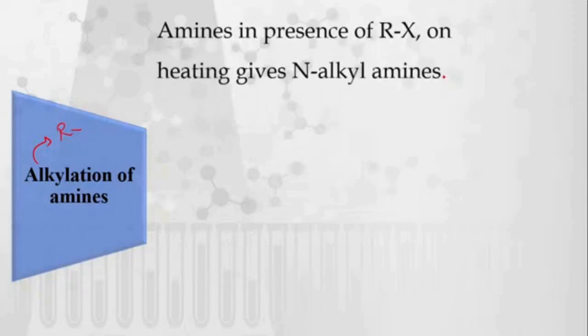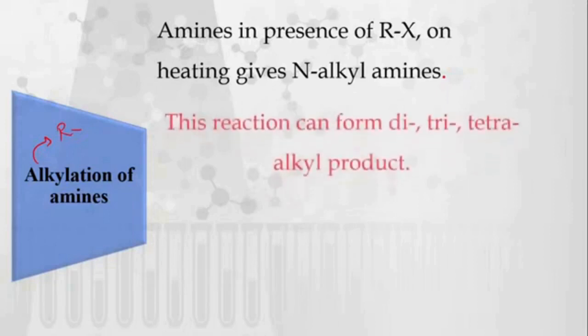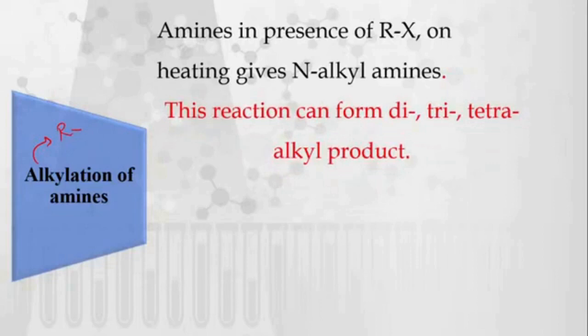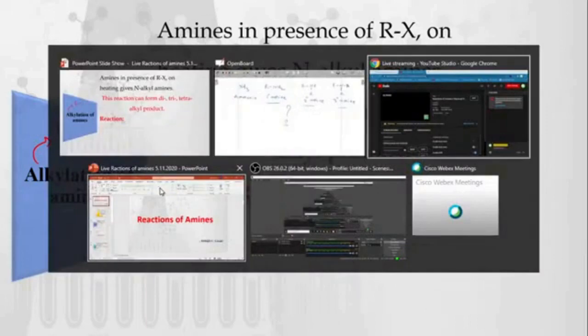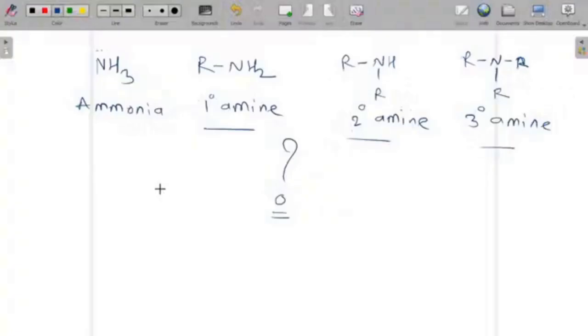So amines in presence of alkyl halide, this is RX meaning alkyl halide, on heating give N-alkyl amines. This is the statement for this reaction, and this reaction can form di, tri, tetra alkyl products of the amines. So how to write the reaction here? I think it is better to write the reaction here.